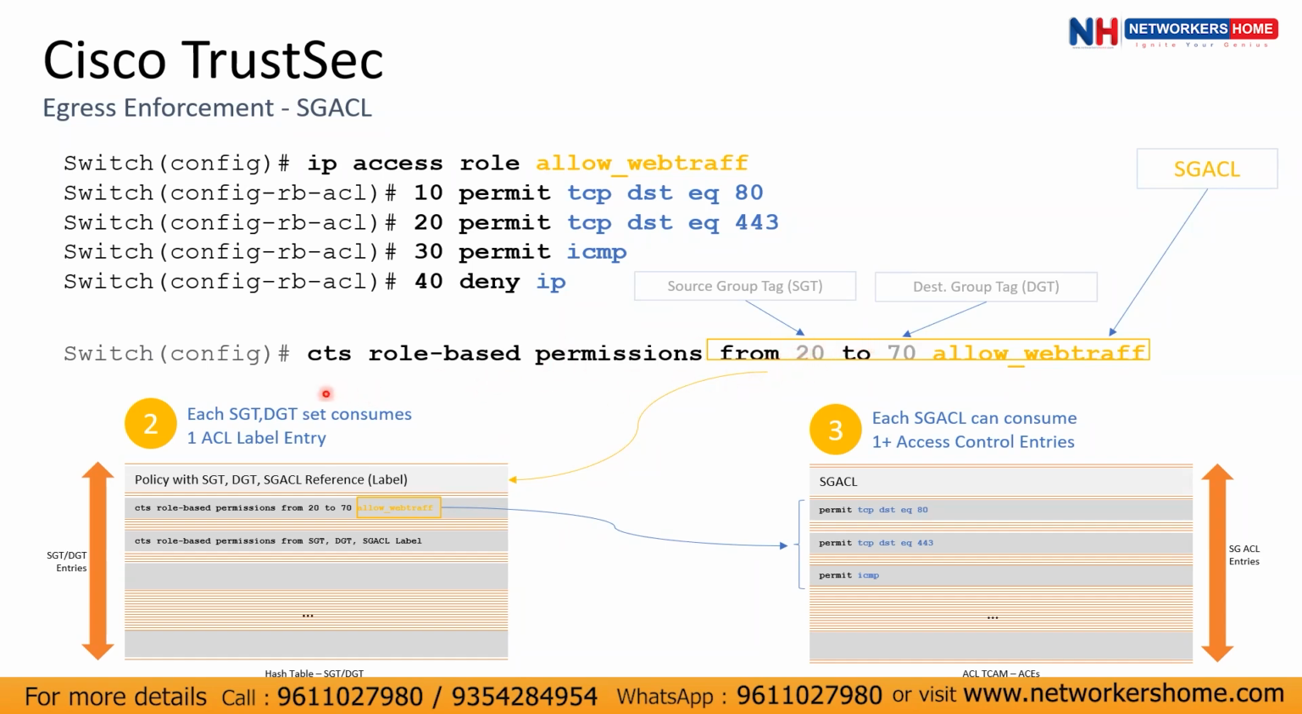And this is unidirectional. So suppose from 20 to 70, this access contract will work. But whenever 70 to 20 traffic comes, everything will remain the same, like normal. If you want to deny or block traffic from 70 to 20, then you need to apply it from that direction as well, from 70 to 20, and use this access list. This is unidirectional.